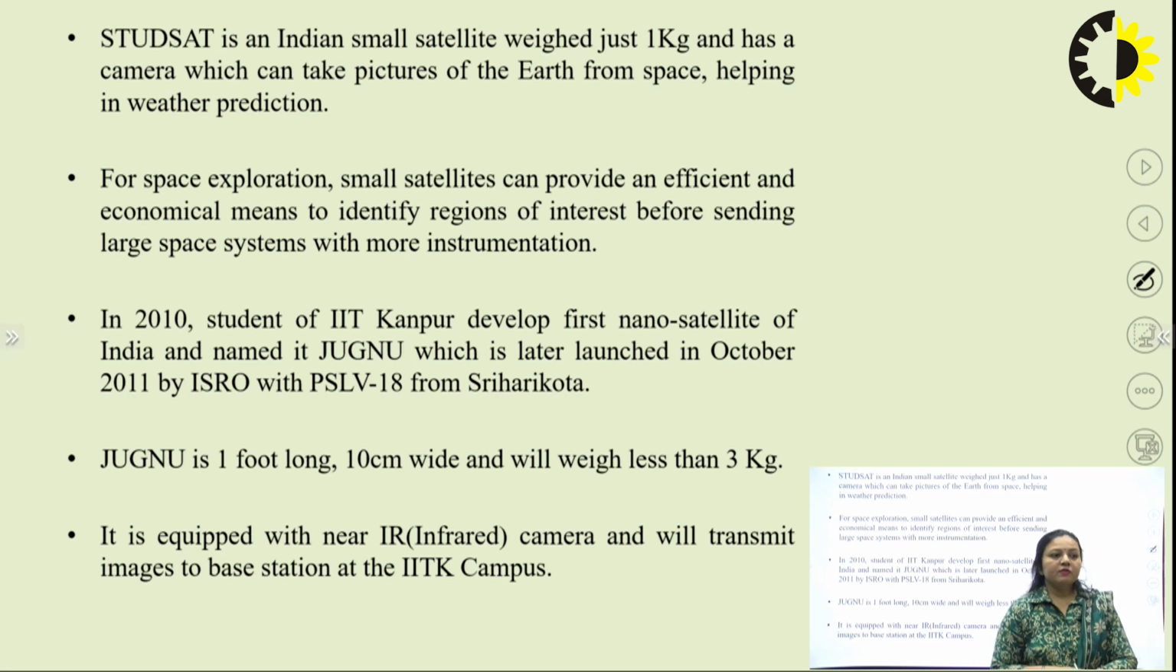If we talk about one example, StudSat is an Indian small satellite which weighs just 1 kg and it has a camera which can take pictures of Earth from space, and it helps in weather prediction. If it has a camera on board, with the help of the camera I can take pictures. For what purpose can I use those pictures? If I am taking a picture of land, then I can use it, for example, for monitoring or for weather prediction. I want to check the weather, or for remote sensing.